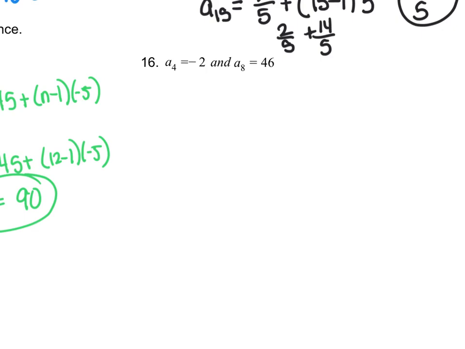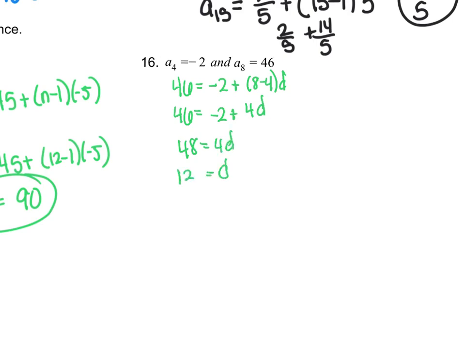All right, so my 46 equals the term they give me plus 8 minus 4 times d. So 46 equals negative 2 plus 4d. 48 equals 4d. D is going to be 12. So now I'm going to find my a1. So negative 2 equals my first term plus 4 minus 1 times 12. So negative 2 equals my first term plus 3 times 12, which is 36. So we're going to minus 36. So negative 38 is my first term.